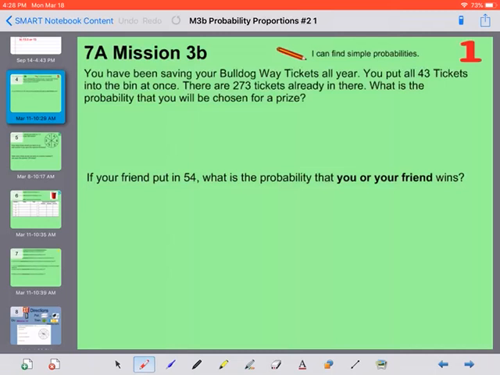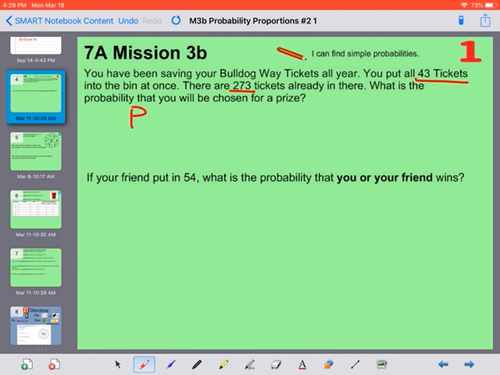Hello, today we are doing our second day of Mission 3, looking at probability proportions. So the first question says, you have been saving your Bulldog Way tickets all year. You put all 43 tickets into the bin at once. There are 273 tickets already in there. What's the probability that you will be chosen for a prize?